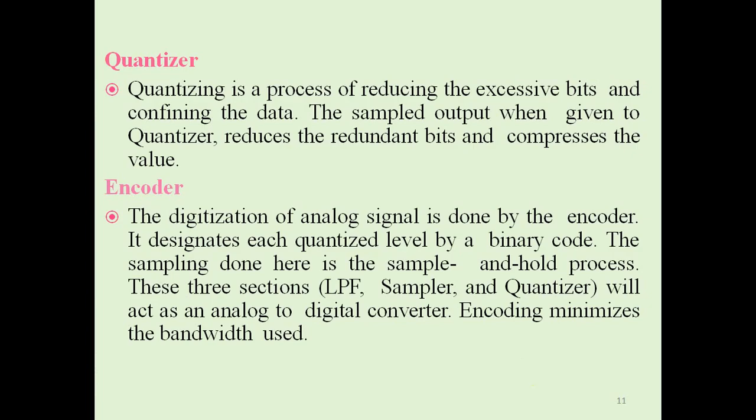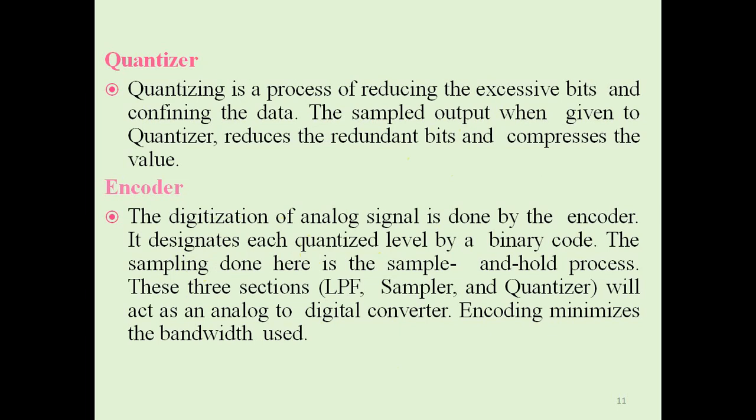Quantization is the process of reducing the excessive bits and confining the data. The sample output, when given to the quantizer, has its redundant bits reduced and the value compressed. Then the encoder does the digitization of the analog signal, designating each quantized level by its binary coded value, and the sampling is done.